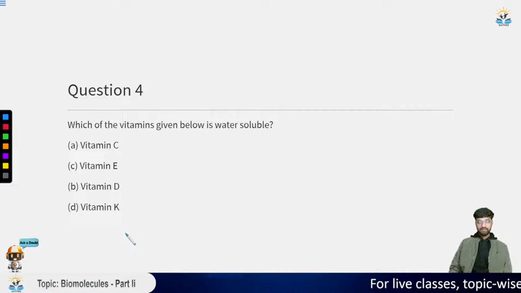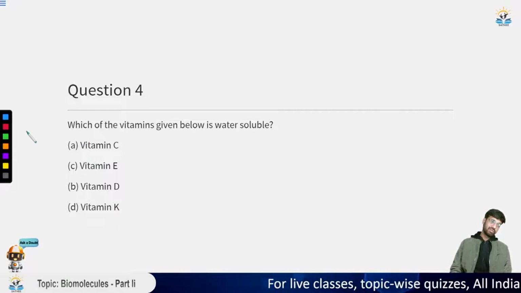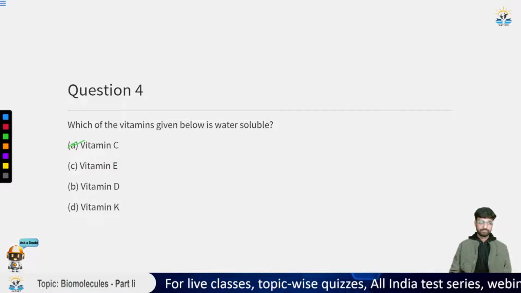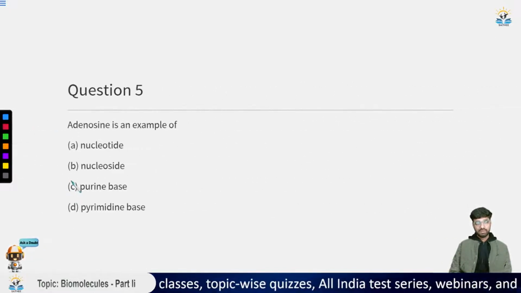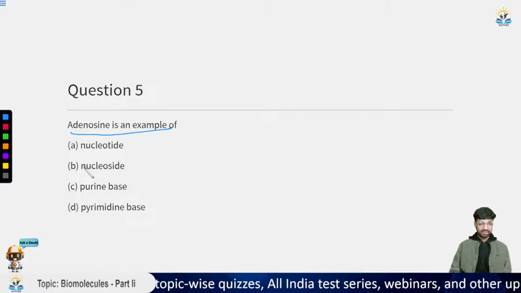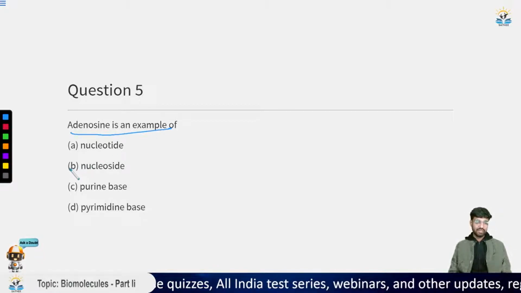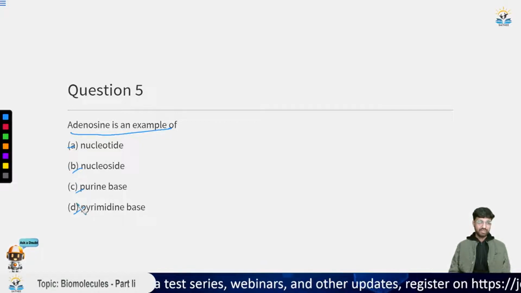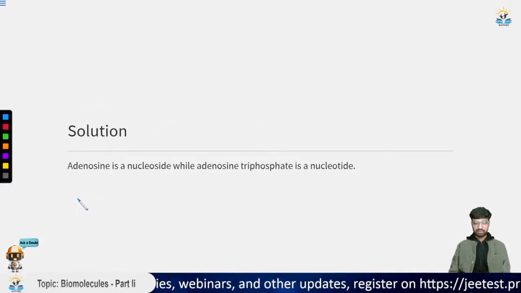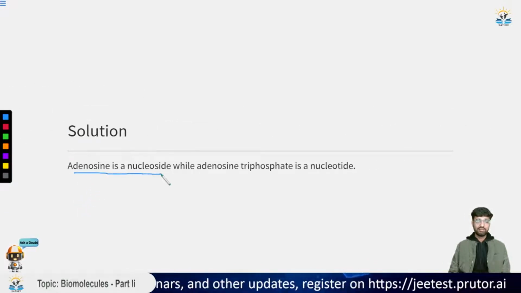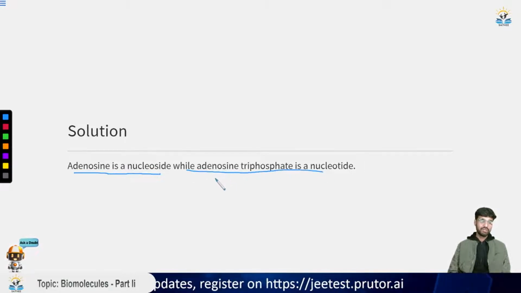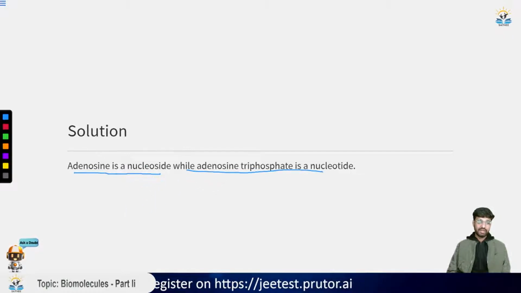Which of the following vitamins are water soluble? A, D, E, K are not water soluble and C is water soluble. So this is the correct option. That is a kind of memory based question. Next, adenosine is an example of what? Nucleoside, nucleotide, purine or pyrimidine. Sorry, it is a nucleoside, while adenosine triphosphate is a nucleotide. Sorry for the confusion. Adenine is a base.